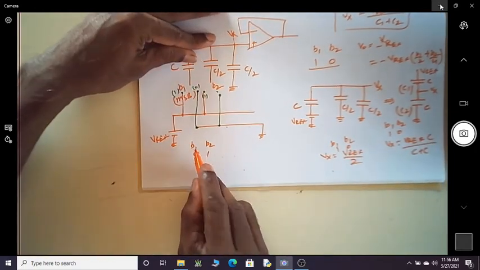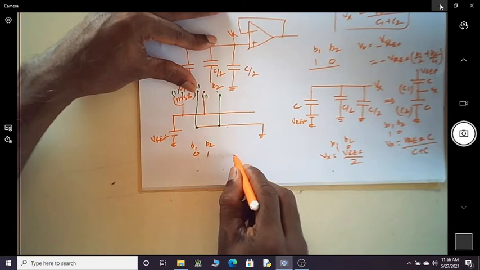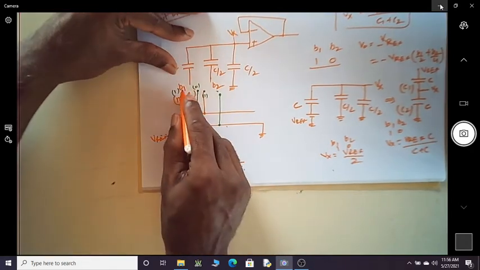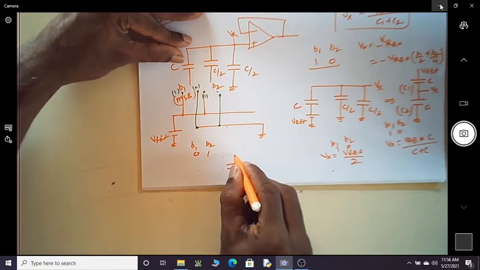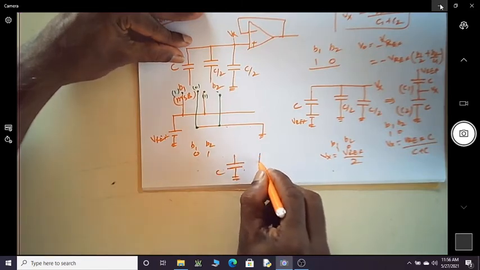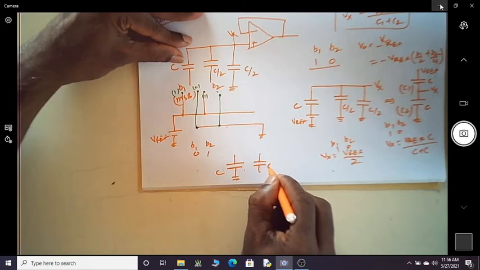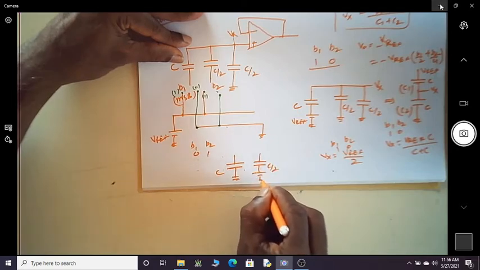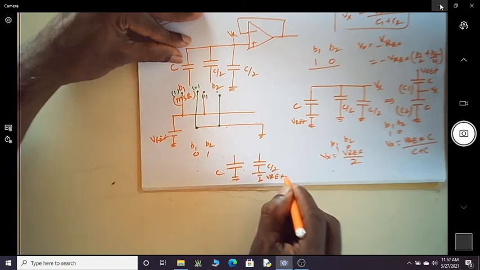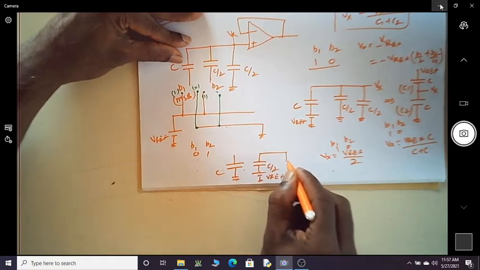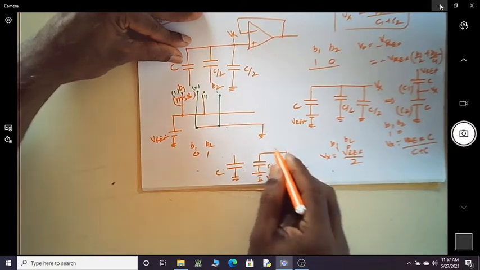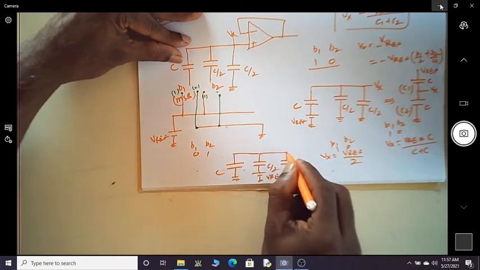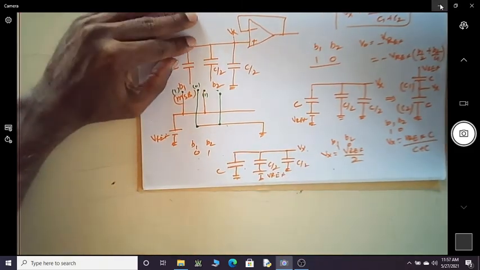So since it is connected to 0, I have this capacitor C, which is grounded. I have one more capacitor C by 2 connected to V reference, and one more capacitor C by 2 also grounded. This is how it is looking. I am looking at what is Vx.